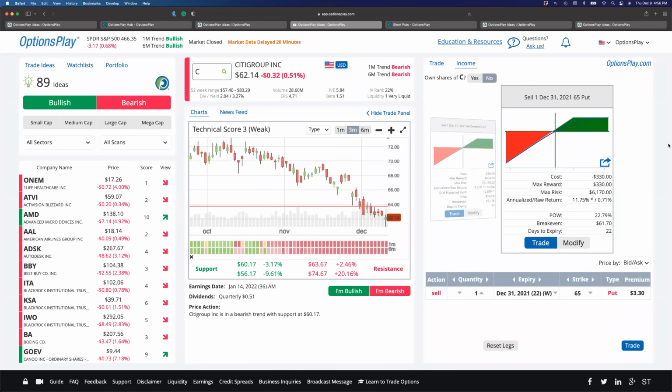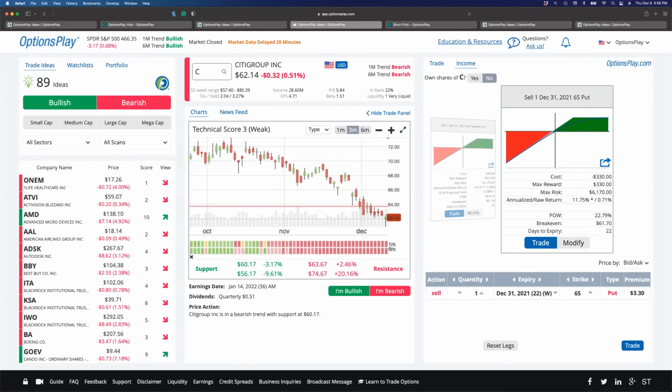How do you calculate raw versus annualized? Well, raw return is pretty simple. You're just taking how much you're collecting in income, and dividing it by the strike price. The annualized return is basically taking into account how many days it's taking you to earn this $330 and annualizing that number. So if you earn $330 every 22 days for the full year, how much yield are you collecting? That's how the annualized return is calculated.